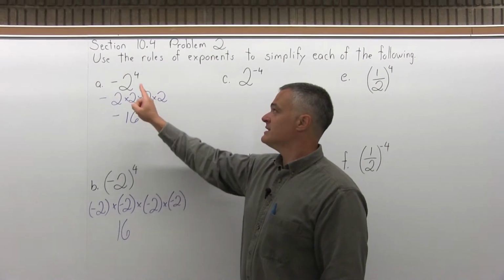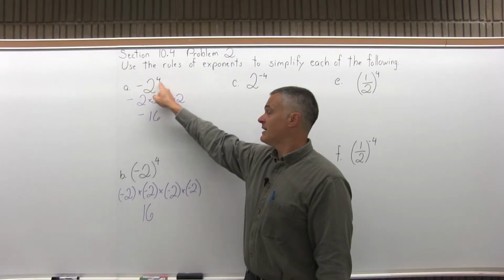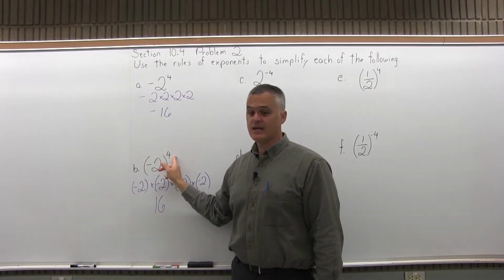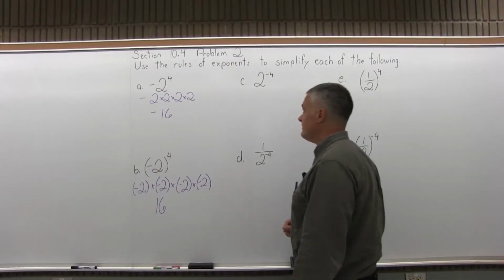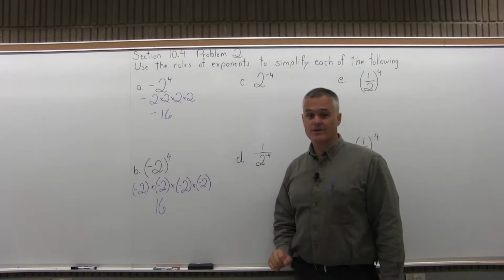Without the parentheses, it's only the value next to the exponent that's being affected by the exponent. With the parentheses, they're both being affected by the exponent. That's a key difference. Now, part C is 2 to the negative 4th power.